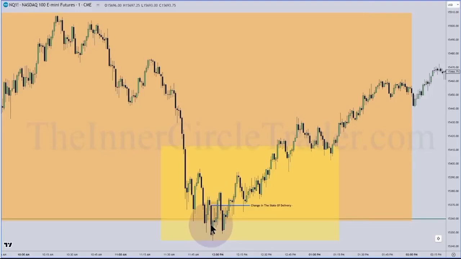I don't care if this candle started here, it opened here and went down, or if it opened here and went down. I would draw it right on the opening price. This becomes a bullish order block as soon as that candle crosses it, the opening price. That's the change in the state of delivery. As soon as that occurs, this low should not be violated. So you can now start looking for bullish PD arrays that are in discount.